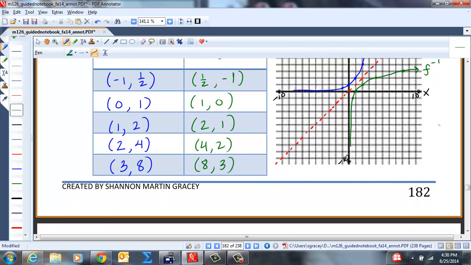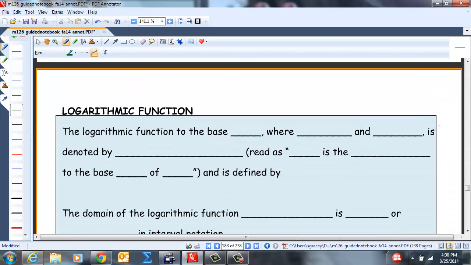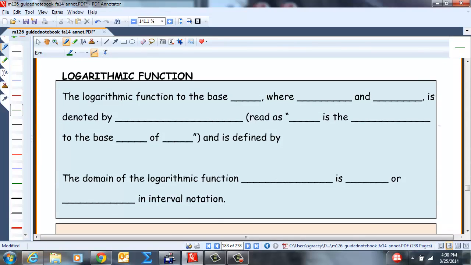Okay, so moving right along. A logarithmic function to the base a, where a is positive and a is not equal to 1, is denoted by y equals log base a of x. You can read that as y is the logarithm to the base a of x.